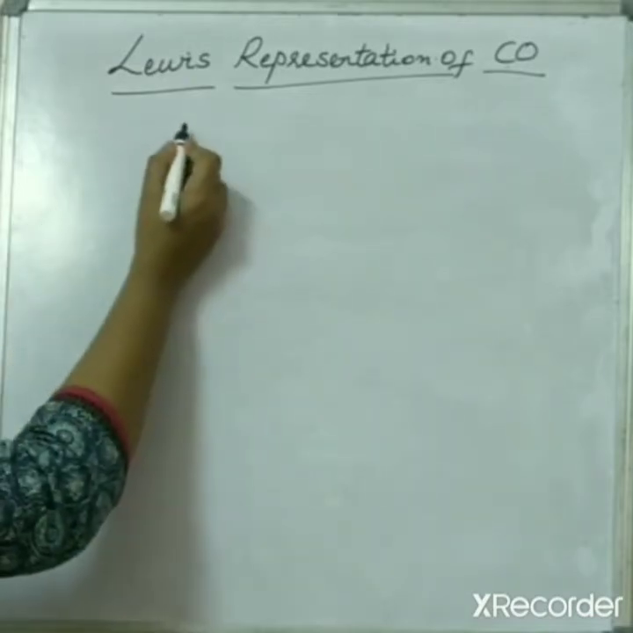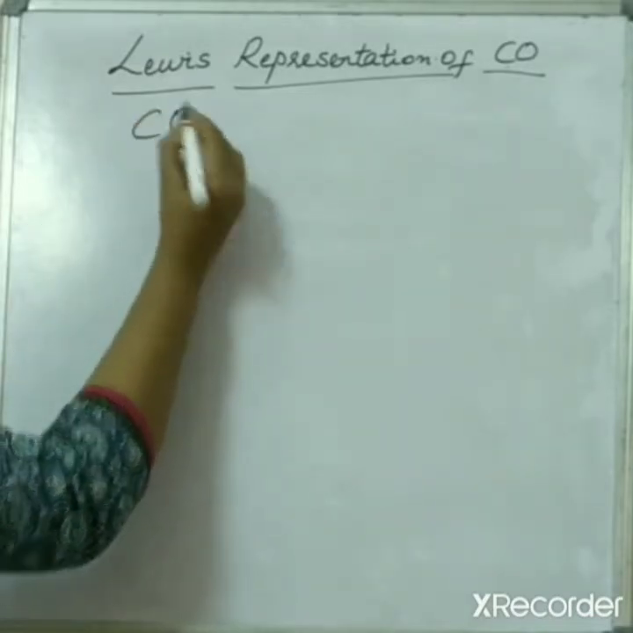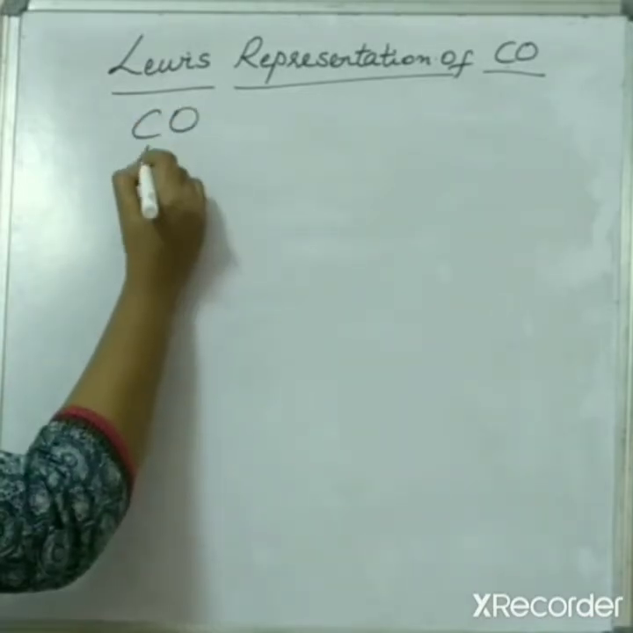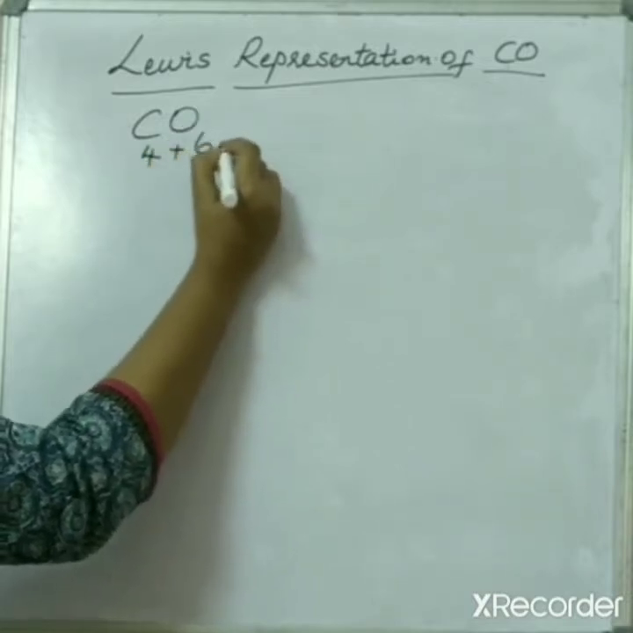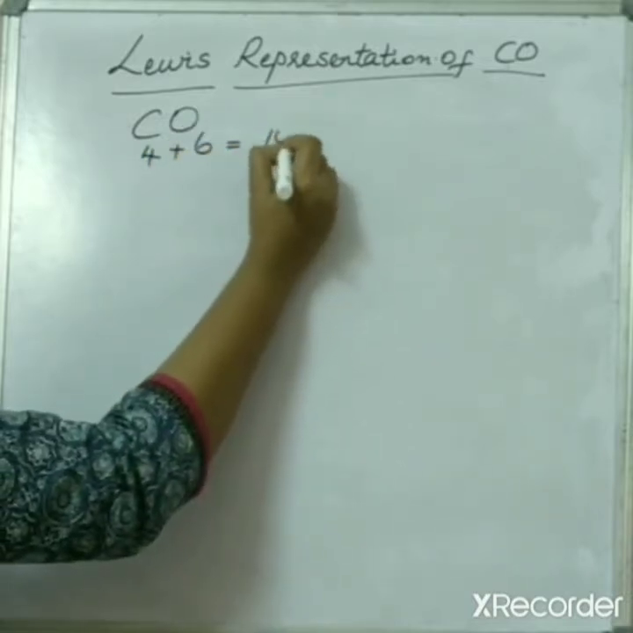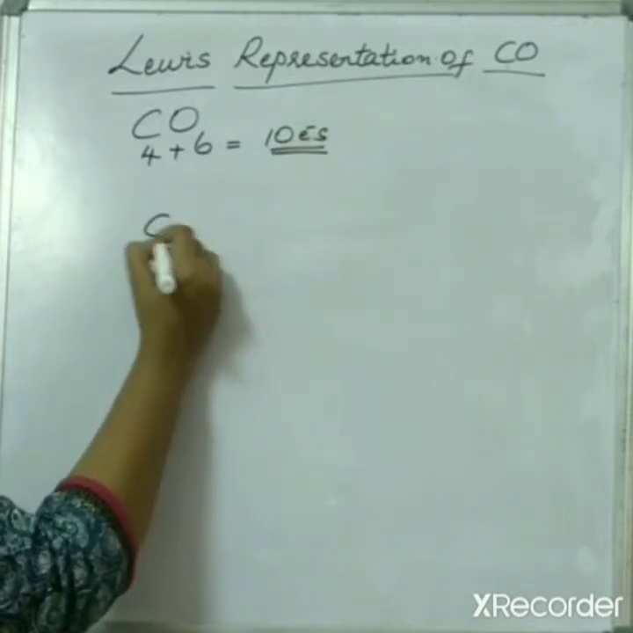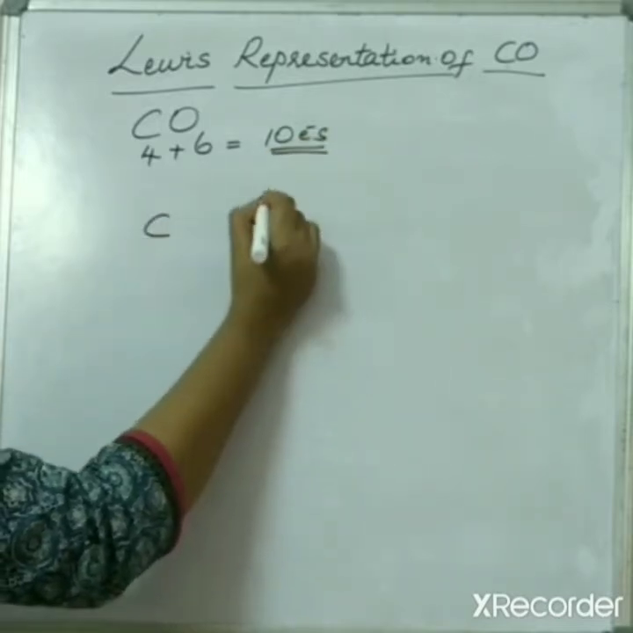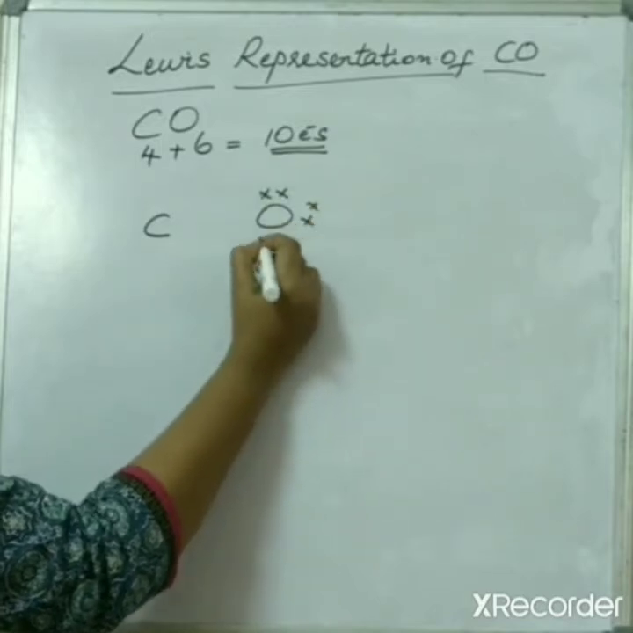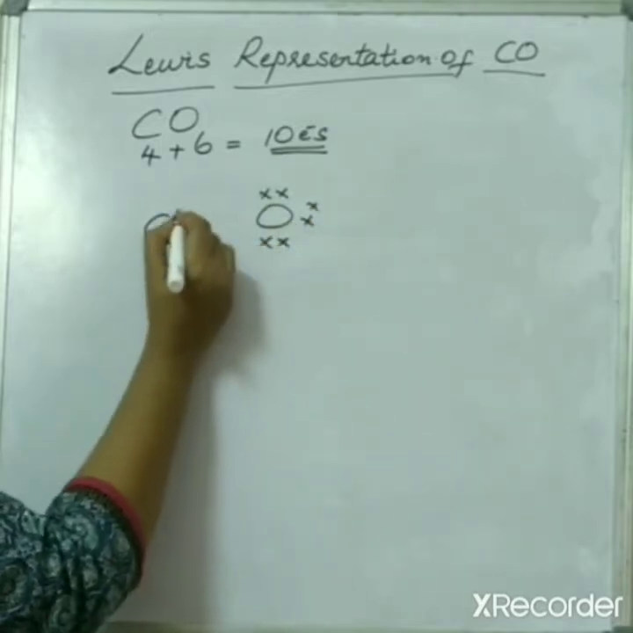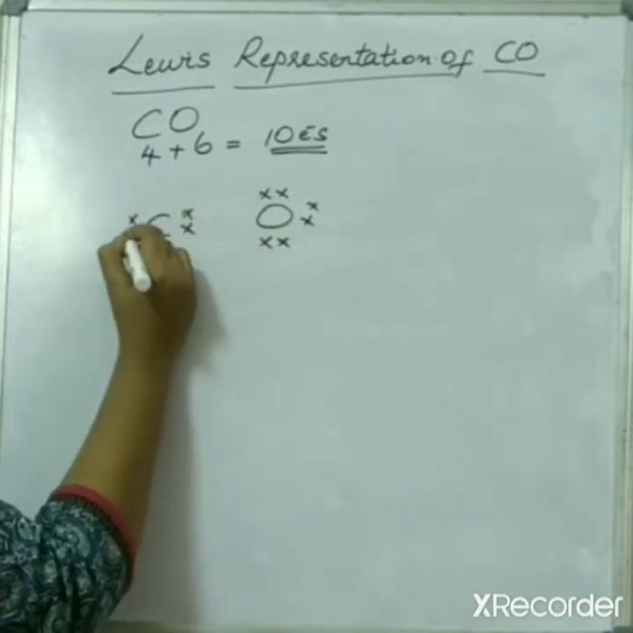Lewis representation of carbon monoxide, CO. Carbon has 4 valence electrons and oxygen has 6 valence electrons. Thus, we get a total of 10 valence electrons. So, start with carbon, oxygen. Oxygen has 6 valence electrons and carbon has 4 valence electrons.